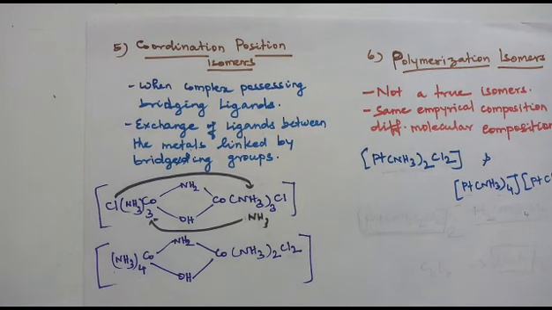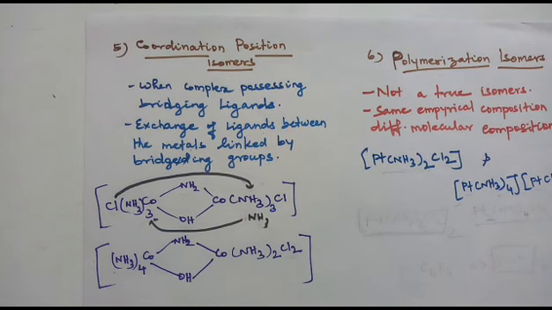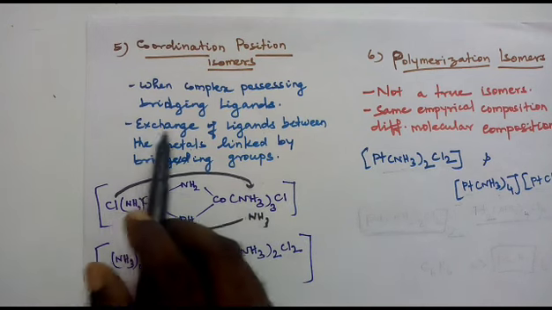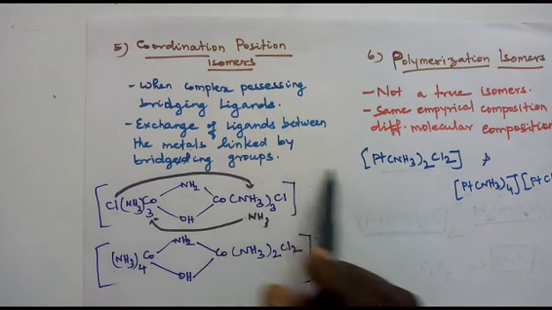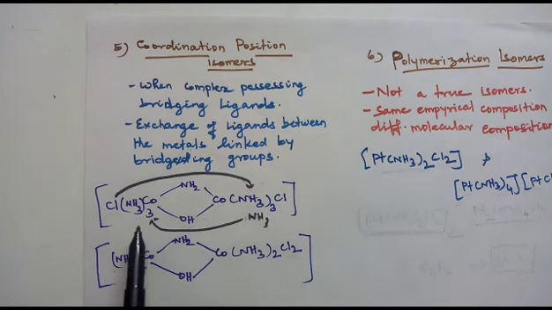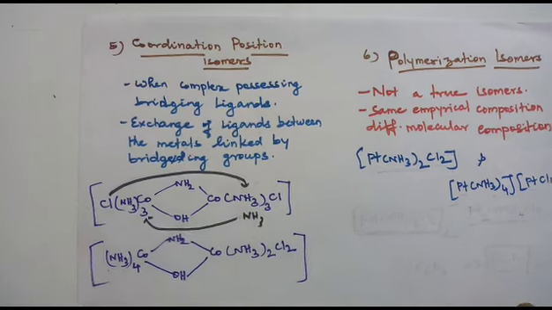Ligands are exchanged from one metal to the other metal, separated by bridging ligands. See, there is an exchange of ligands between the metals linked by bridging groups. From one metal side to the other metal side, the ligands are exchanged. As a result, you get coordination position isomerism.